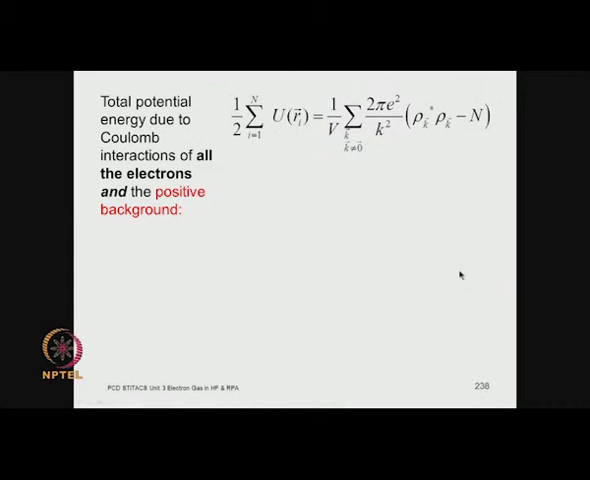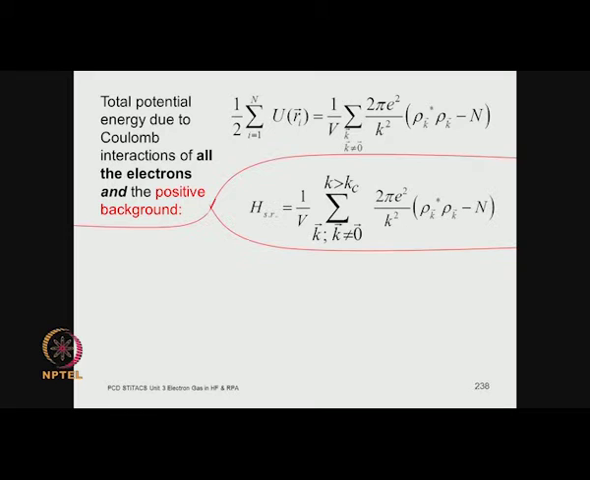All right. Now this is our result, which is the total potential energy due to Coulomb interactions of all the electrons. All the pair interactions are taken care of. The background is taken care of. What was our expression for the short range Hamiltonian?